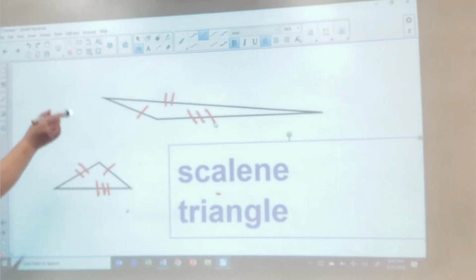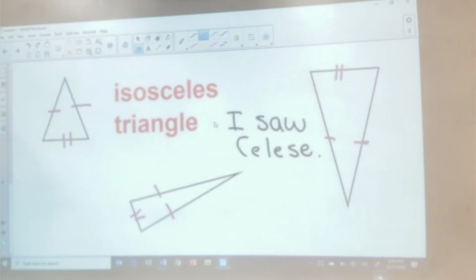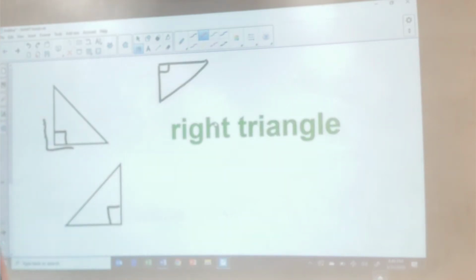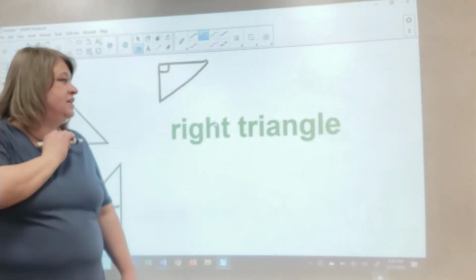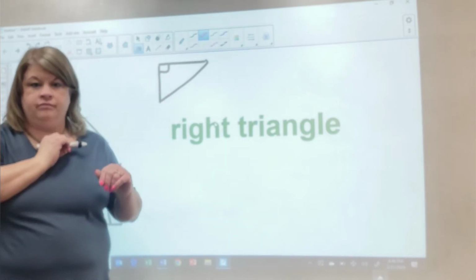We have scaling, they're all different. Equilateral, they're all the same. Isosceles, 2 sides are the same length. And a right triangle. The right triangle has the square angle in there, the right angle in there.